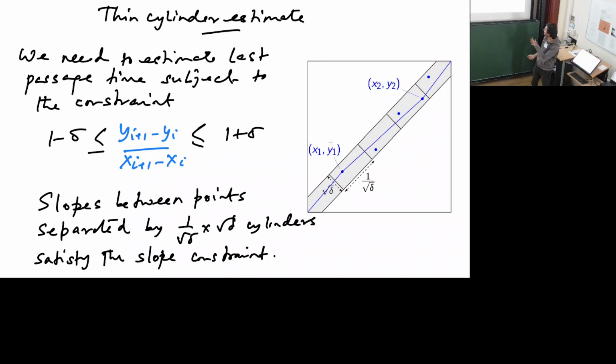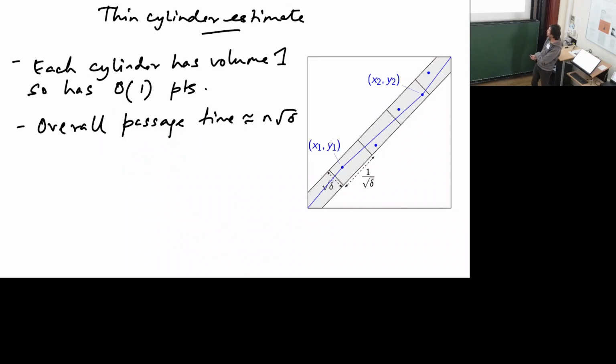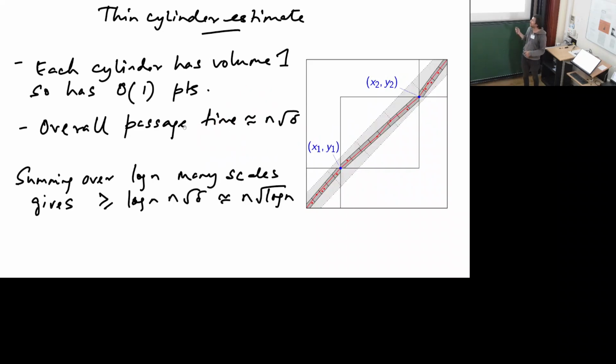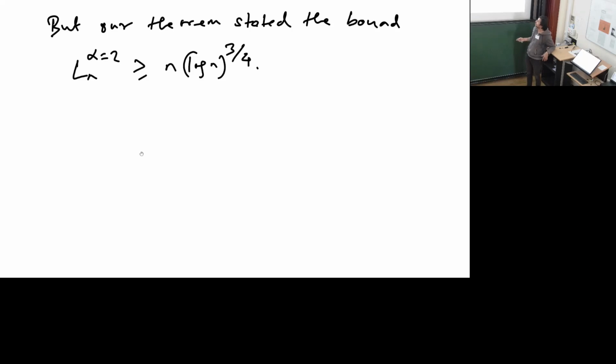Okay, anyhow, so again, let's not go too much into this. You can convince yourself that for each cylinder you can pick up order 1 many points. There are n times root delta many cylinders. So overall passage time is n root delta. And you can do that log n many times. So it's roughly like n times log n times root delta, and delta was 1 by log n. So overall you get n root log n lower bound. But remember that we claimed a lower bound which was more than n root log n, it was n times log n to the 3/4.